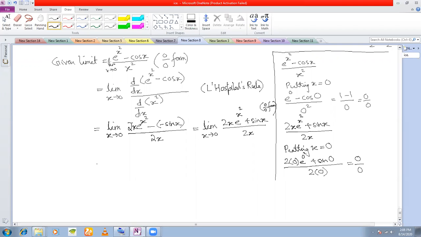So you apply L'Hospital's rule again, because we again got a 0 by 0 form after differentiating. So again you differentiate ddx of 2x e to the power of x square plus sin x.